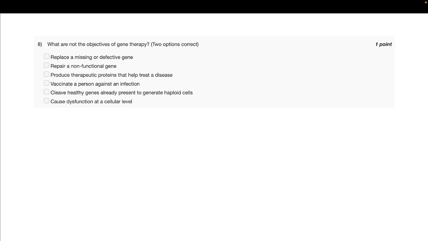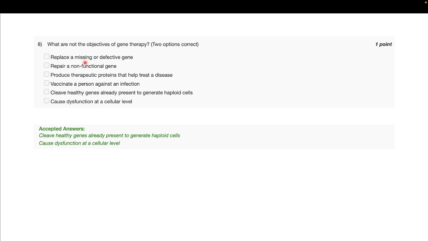Okay, let's look at the answer. The correct answer is the last two options. So one of your options was correct. So what are not the objectives of gene therapy? We already know the objectives. We can use gene therapy to replace a missing or defective gene. We can use it to repair a non-functional gene. We can use it to produce therapeutic proteins that help treat a disease, or we can vaccinate a person against an infection. So all of these are the objectives of gene therapy.